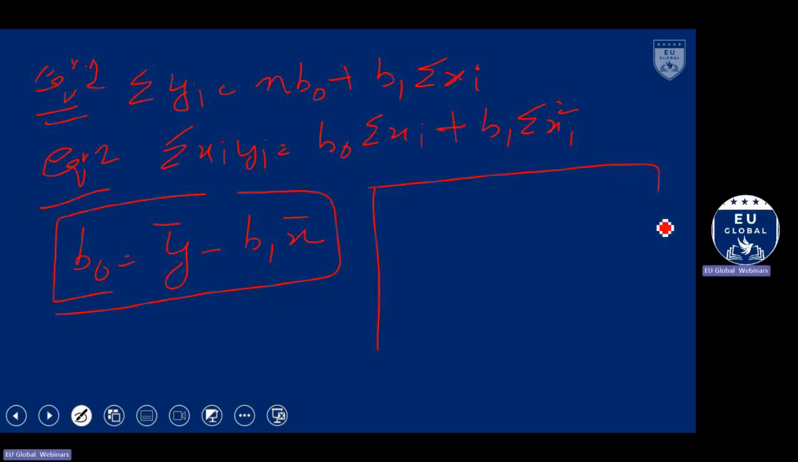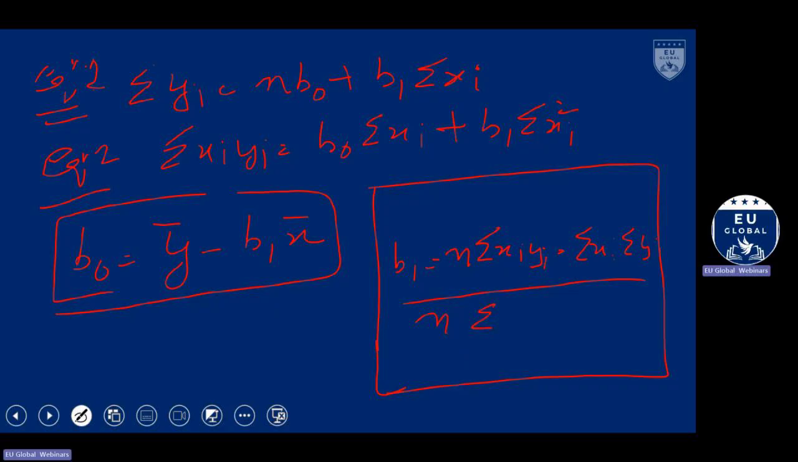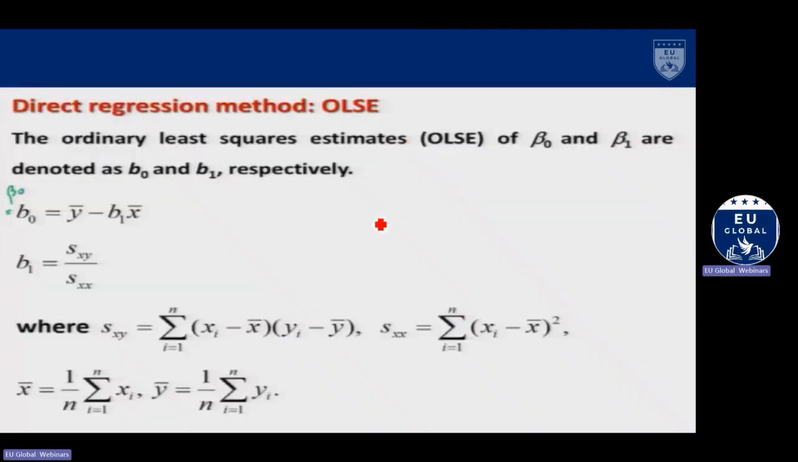And when we get the value of b1, it is equal to n summation of xi yi minus summation of xi summation of yi, upon n summation of xi whole square minus summation of xi whole square. So these are the values of b1 and b naught that we get.